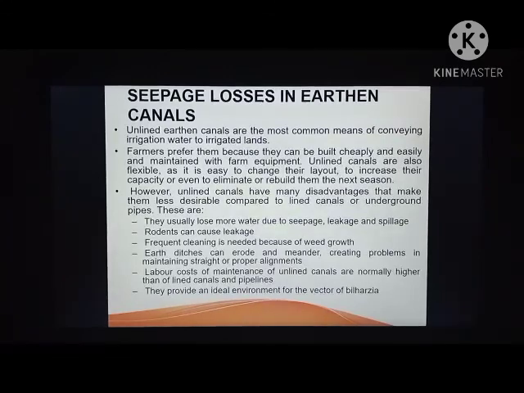Seepage losses in earthen canals. Farmers prefer unlined earthen canals because they can be built cheaply and easily and maintained with farm equipment. Unlined canals are also flexible, as it is easy to change their layout to increase their capacity or even to eliminate and rebuild them the next season. However, unlined canals have many disadvantages that make them less desirable compared to lined canals or underground pipes.